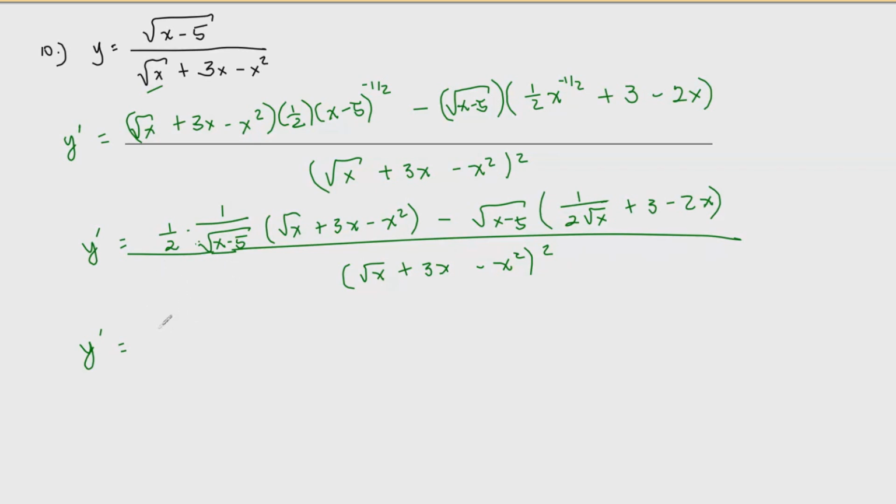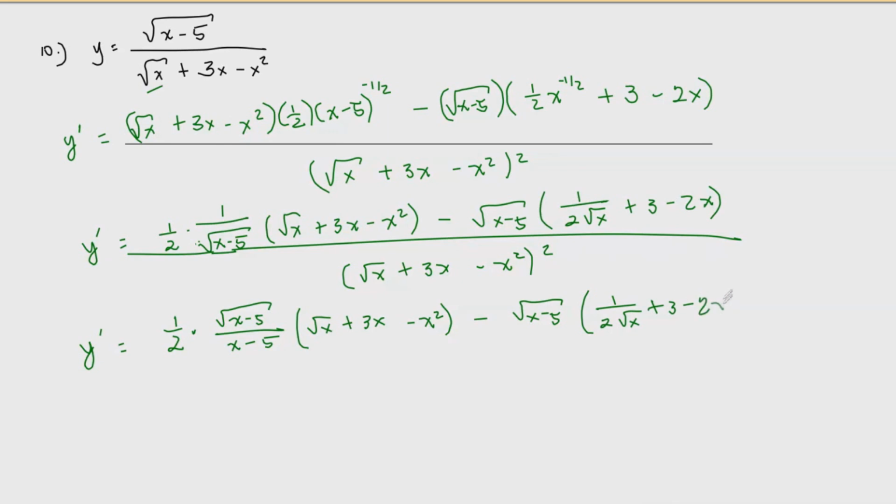Well, let me just do this once, okay? So we have 1/2 and then times. We rationalize this, what we get here is square root of x minus 5 over x minus 5, and then we have square root of x plus 3x minus x squared, and then subtract this with square root of x minus 5, and then 1 over 2 square root of x plus 3 minus 2x, and then divide all of these by the square.